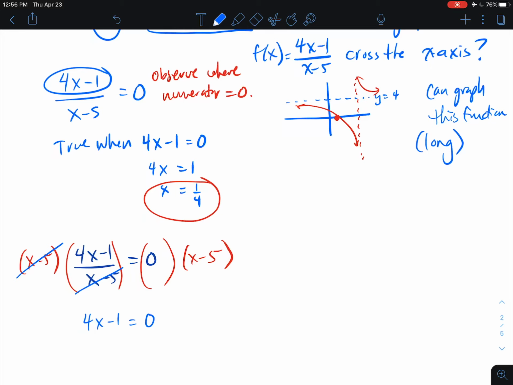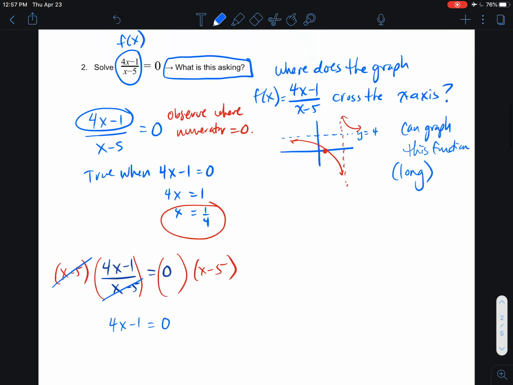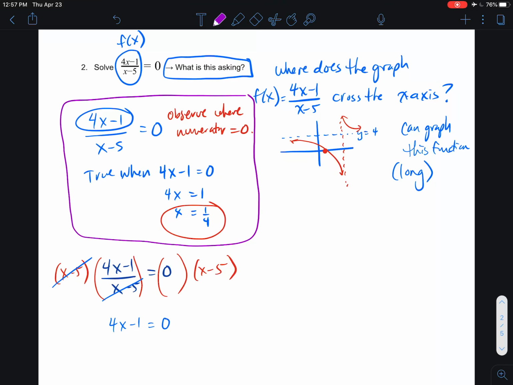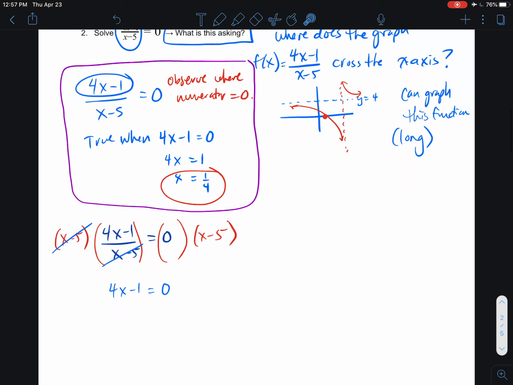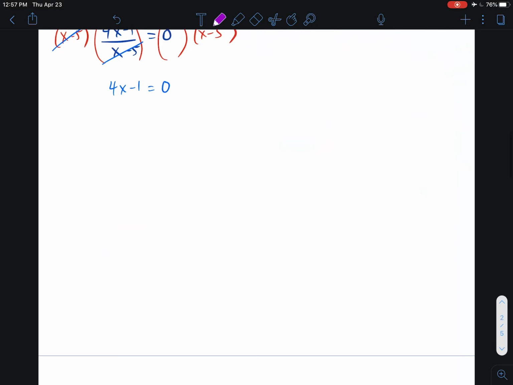Again, the danger of doing this is that what we just did, multiplying by a value that contains x on both sides of the equation, is not allowed with inequalities. So we'll talk more about that later. So right now, the safe thing that you can always do is when you have an equation equal to 0 and that equation has a fraction on the one side, then you just need to observe where the numerator is equal to 0. Okay, so you can take that numerator on its own and solve that equation to find where it's equal to 0. That's one way to tackle this. And then we'll add more to that when we talk about inequalities.